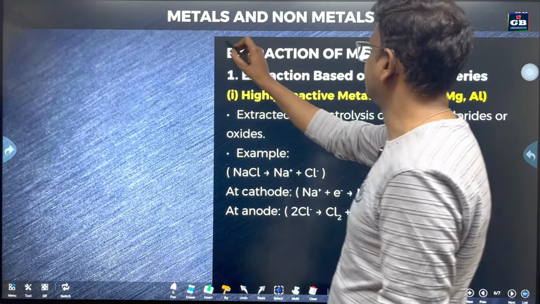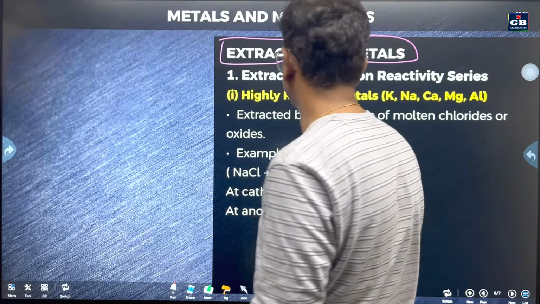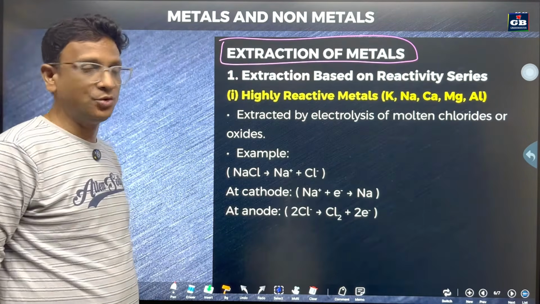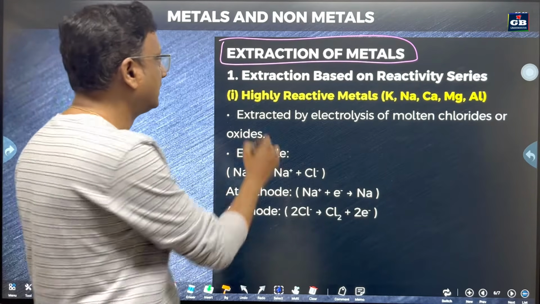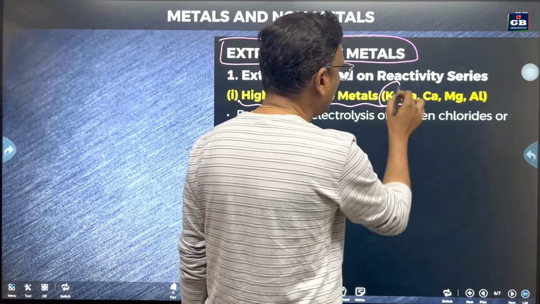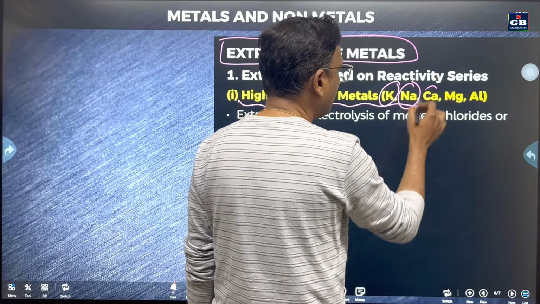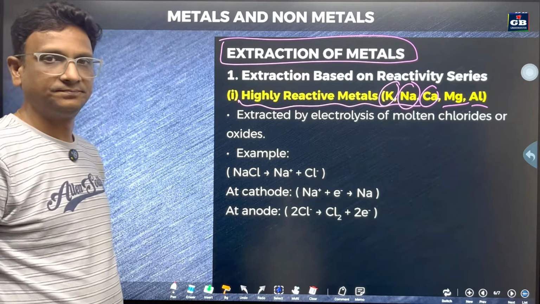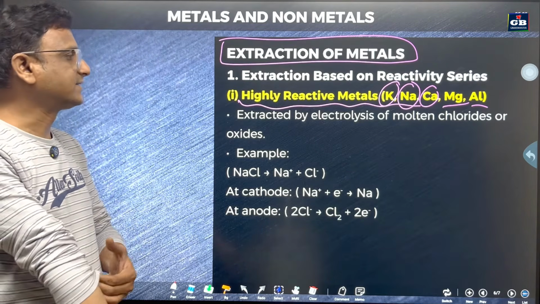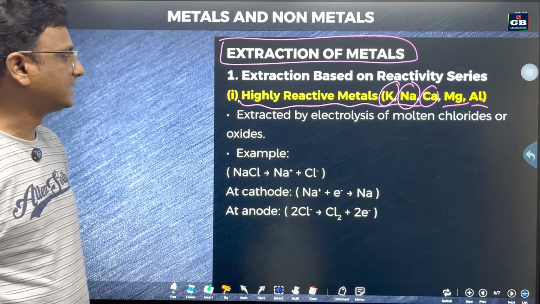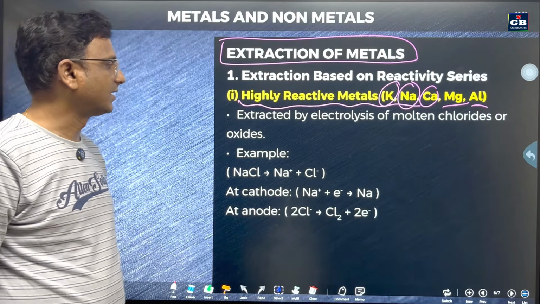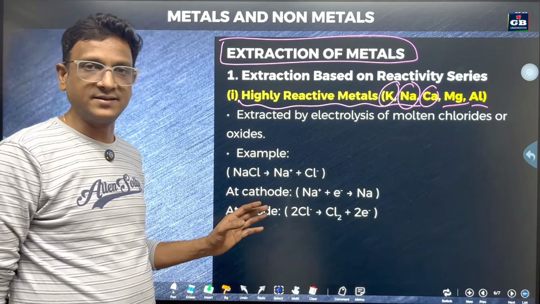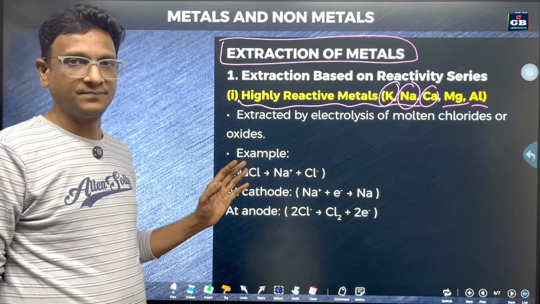Next, extraction of metals, based on reactivity. How are we going to extract the highly reactive metals? Highly reactive metals like sodium, potassium, calcium, magnesium, aluminum are extracted by electrolysis of molten chlorides or oxides. Right, children? Highly reactive metals are extracted by electrolysis.